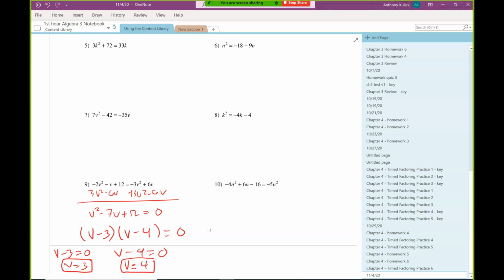Sure. Thank you. No problem. So for number 7, again, we are solving. So if we're going to solve by factoring, we need to apply the zero product property. So the first thing we need to do is make it equal to 0. So add 35v to both sides. Notice that there's not a regular v term on the left side there. So there's no place to combine it to, so it's just going to go there in the middle.